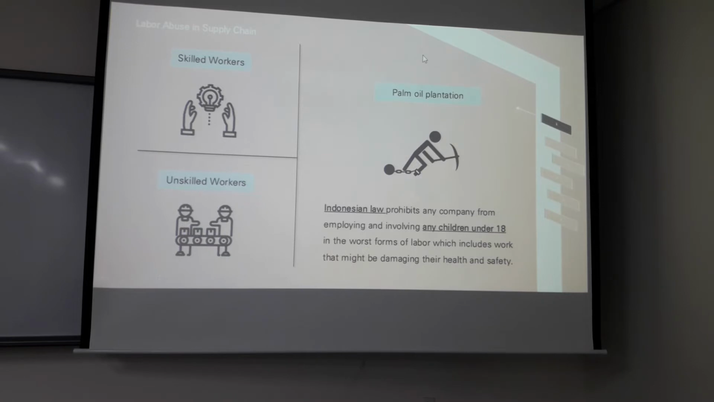Developing countries are abundant with unskilled workers. One example is palm oil plantation. In Indonesian law, it prohibits any company from employing and involving any children under 18 in the worst forms of labor, which includes work that might be damaging to their health and safety. But international companies which are based in developed countries make use of labor in developing countries.